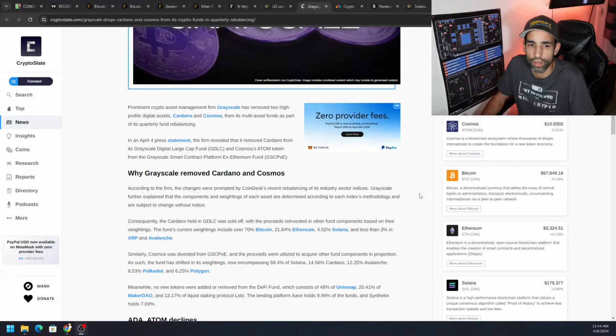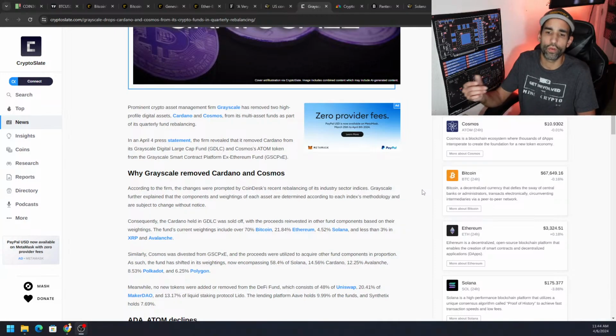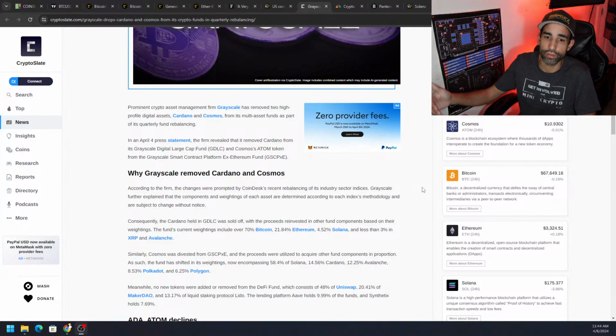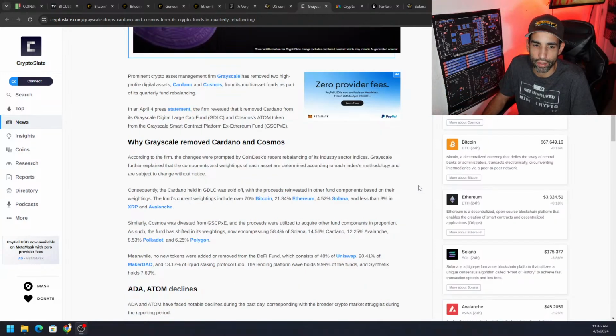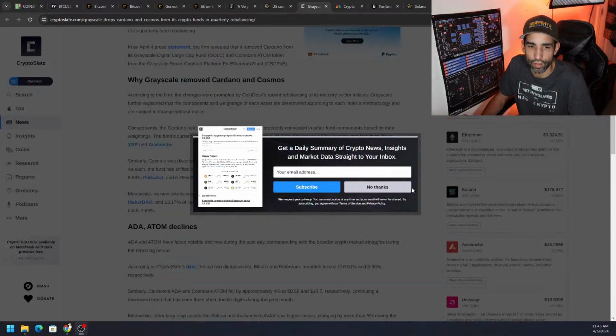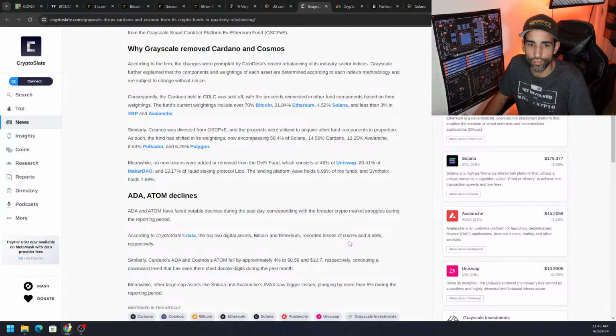Consequently, the Cardano held in GDLC was sold off, with the proceeds reinvested into other fund components based on their weightings. The fund's current weightings include 70% Bitcoin, 21% Ethereum, 4.5% Solana, and less than 3% XRP and Avalanche. Similarly, Cosmos was divested, and the proceeds were used to acquire other fund components in proportion. As such, the fund was shifted in its weightings, now encompassing 58% Solana, 14.5% Cardano, 12.25% Avalanche, 8.53% Polkadot, and 6.25% Polygon. So you did it because of the report?